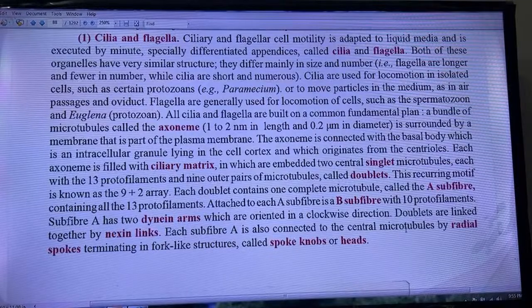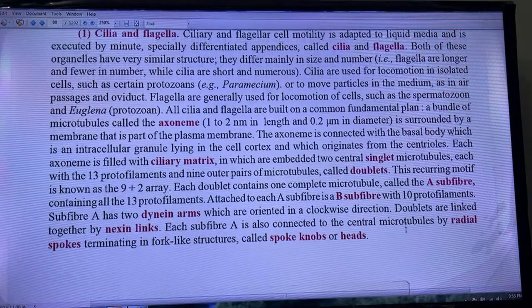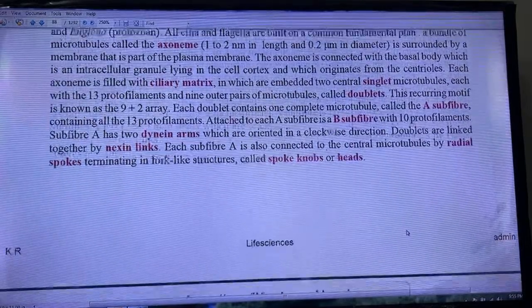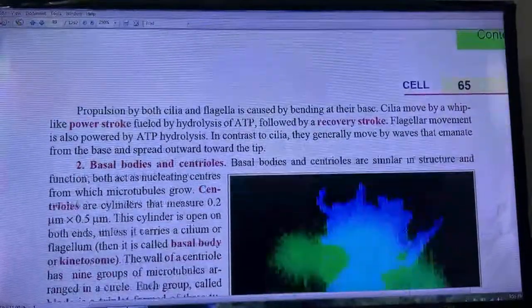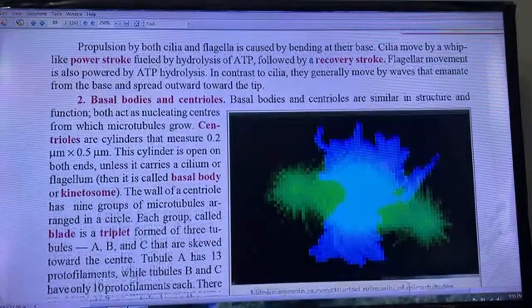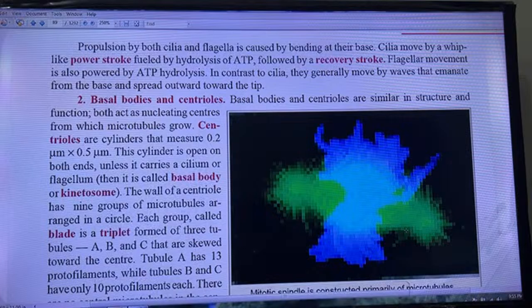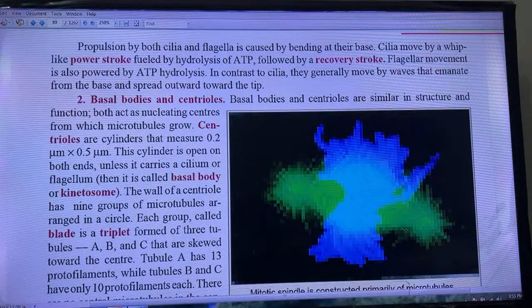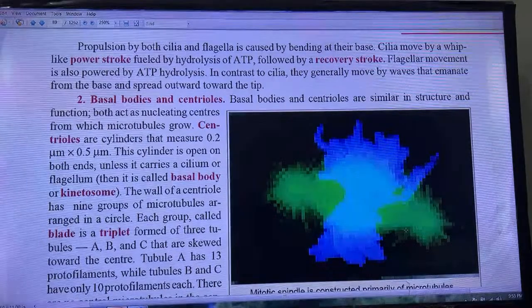by radial spokes terminating in fork-like structures called spoke knobs or heads. Propulsion by both cilia and flagella is caused by bending at their base. Cilia move by a whip-like power stroke fueled by hydrolysis of ATP, followed by a recovery stroke. Flagellar movement is also powered by ATP hydrolysis and contrasts with cilia. They generally move by waves that emanate from the base and spread outward toward the tip.